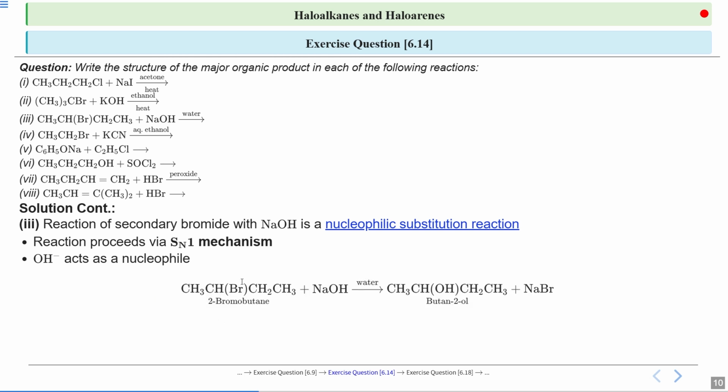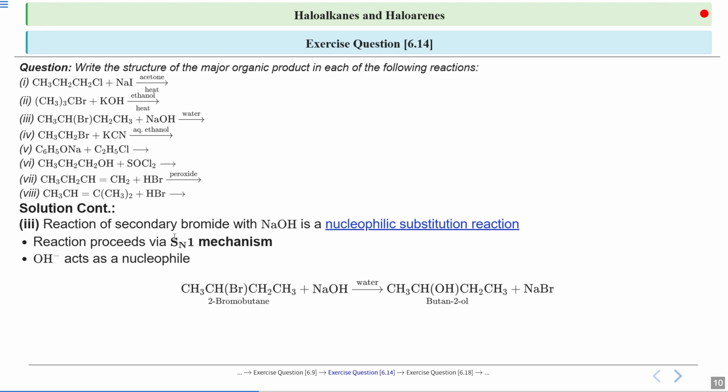That means this bromine is attached to this carbon, which is attached to 2 other carbons. So this is a secondary alkyl bromide, 2-bromobutane. It is reacting with sodium hydroxide in presence of water and giving us an alcohol as a major product, that is butane 2-ol. So this bromine will be replaced by the hydroxyl ion, which is here acting as a nucleophile. This reaction is proceeding via SN1 mechanism.